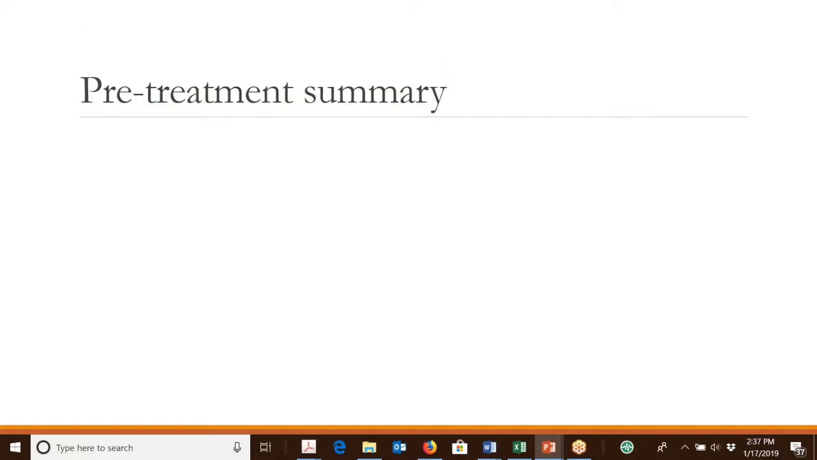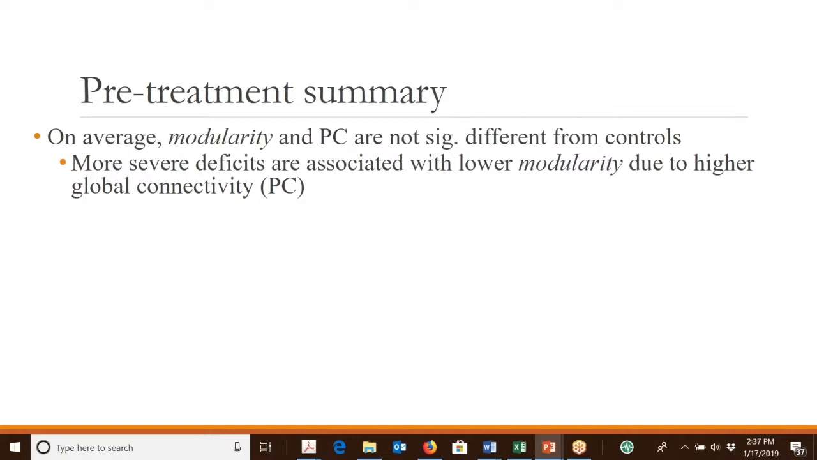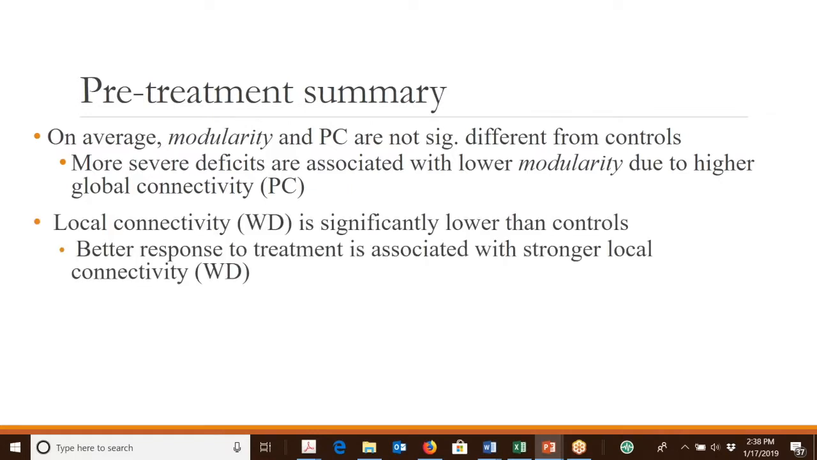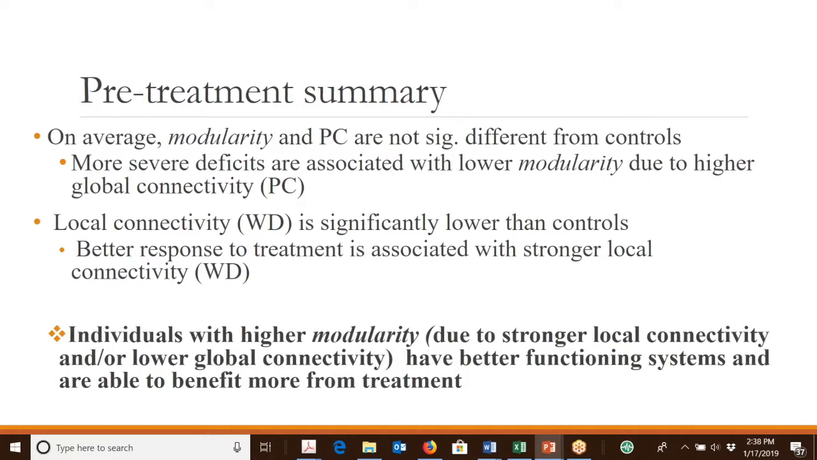So what is it that we find in terms of pretreatment? Just to summarize what I just showed you, on average, modularity and PC, or global connectivity, are not significantly different from controls. But when you look within those modularity values, the more severe deficits are associated with lower modularity, and that lower modularity is due to higher global connectivity, more connectivity across modules, creating more severe deficits. We also find that local connectivity is significantly lower than controls. And when we look within those values of lower local connectivity, we find there's better response to treatment among those individuals that have stronger local connectivity. So individuals with higher modularity due to stronger local connectivity and/or lower global connectivity have better functioning systems and are able to benefit more from treatment.